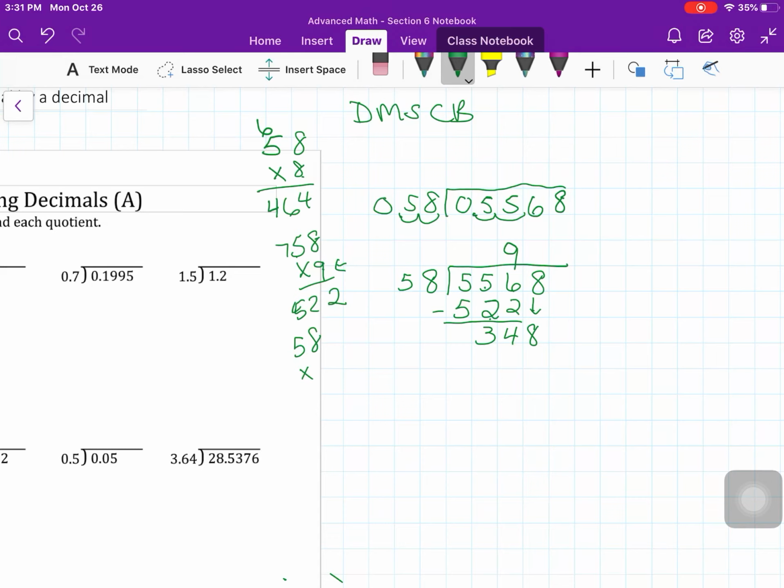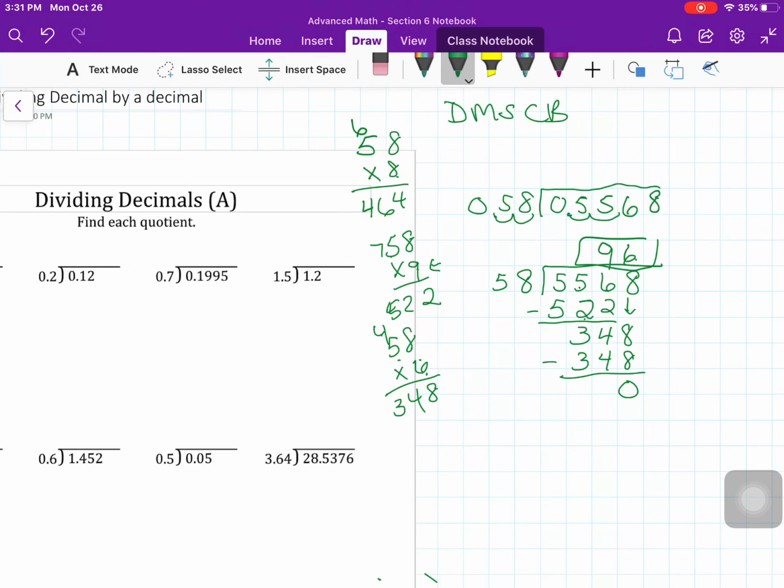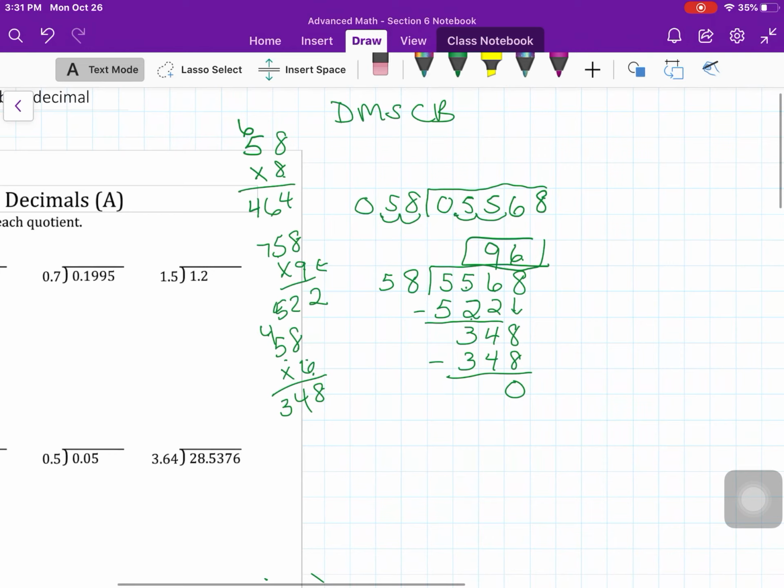Well, 58 times, let's try 6. 8 times 6 is 48. And 6 times 5 is 30, plus 4 more is 34. That works out perfectly. So 58 goes into 348 6 times, and 6 times 58 is 348. Subtract and you get 0. So our answer is 96. All right. Let's try the next one.